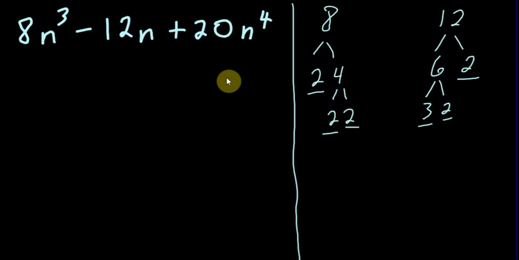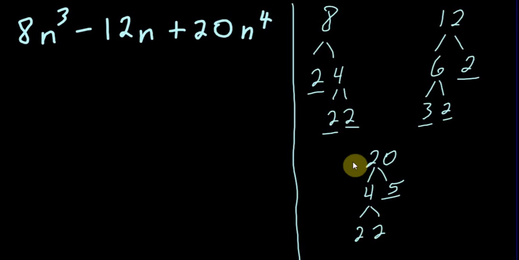And then we've got a 20 over here. And we're going to come down here and we're going to factor the 20. So 20, 2 and 10 are 4 and 5. I'm going to go 4 times 5. I can't split up the 5. And the 4 becomes 2 and 2.